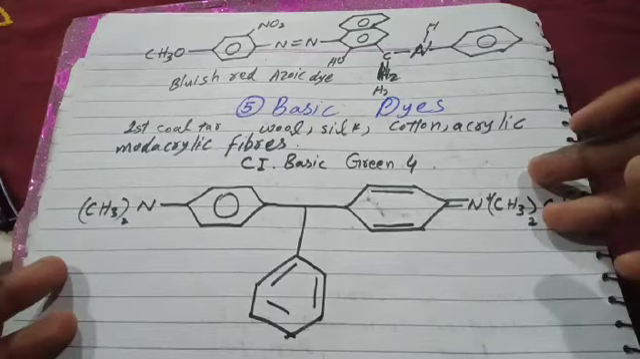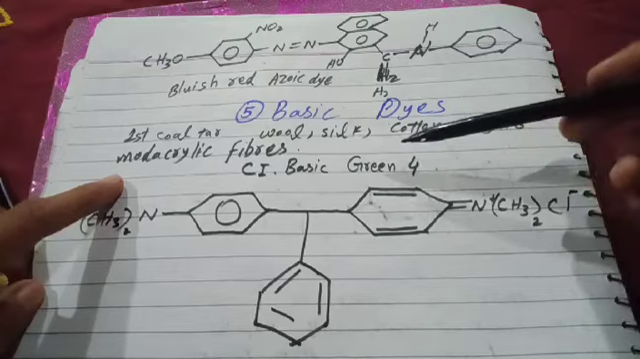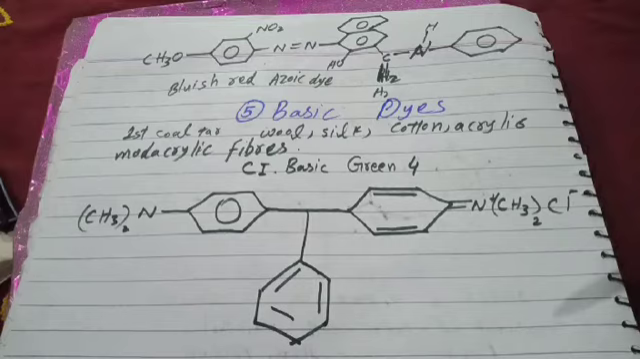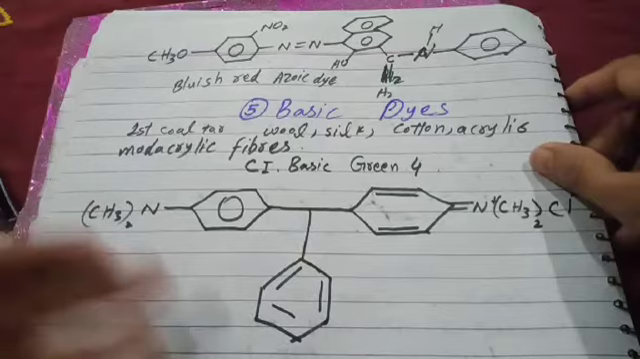So the next dye is, this is the basic dyes. You can understand it very easily. The first coal tar dye was a basic dye. It is applied on wool, silk, cotton, acrylic, modacrylic fibers. CI Basic Green 4 is the example of this type. So you can write almost one page with the example, so you can gain numbers and understand the basic type.